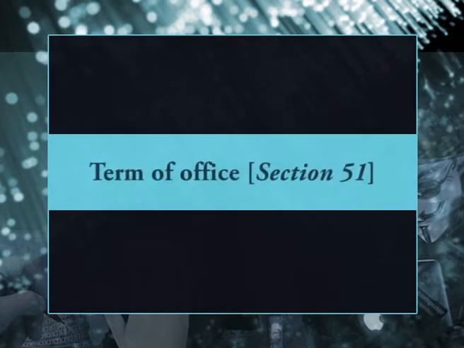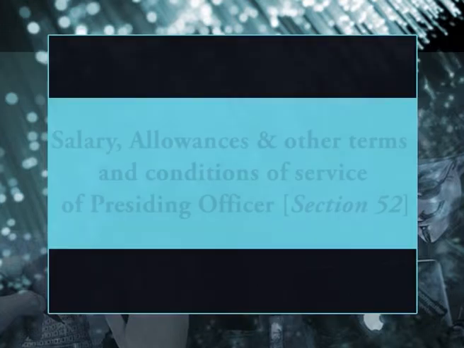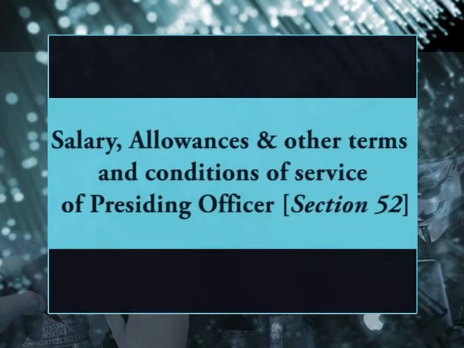Then we will discuss his term of the office, which is defined in section 51. The Presiding Officer of Cyber Appellate Tribunal shall hold office for a term of 5 years from the date on which he enters upon his office or until he attains the age of 65 years, whichever is earlier. Salary, allowances and other terms and conditions of services of Presiding Officer is defined in section 52.